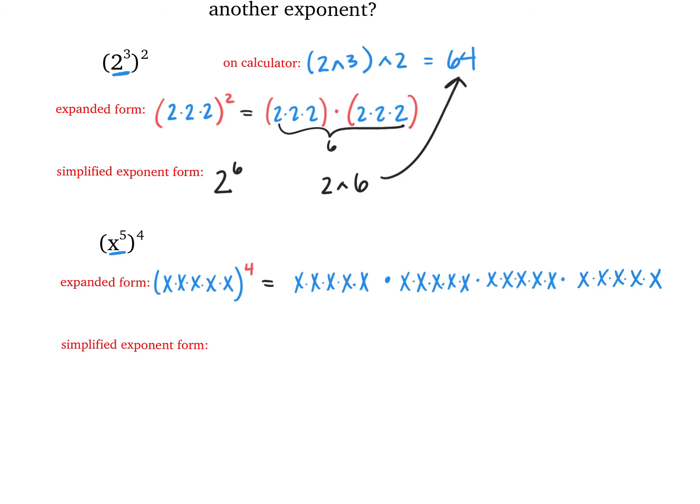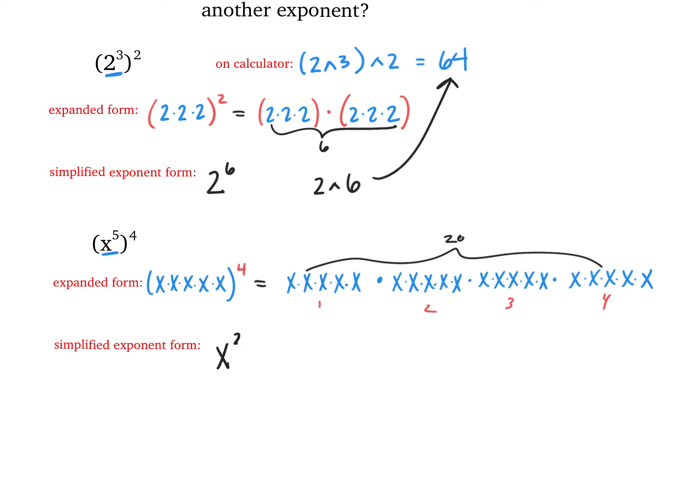Okay, so group 1, group 2, group 3, and group 4. So x to the 5th to the 4th power, so 4 total times of that. If we count up how many total x's that is, well, it's 4 groups of 5. So that would give me a total of 20 x's. So the simplified exponent form of this would be x to the 20th power.